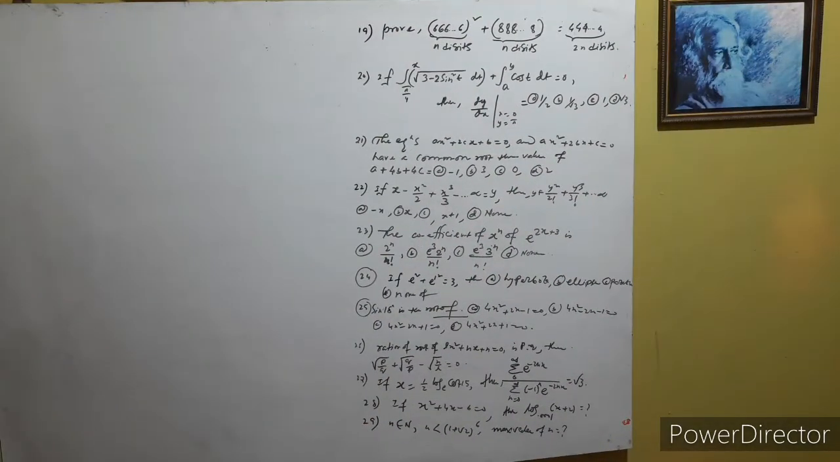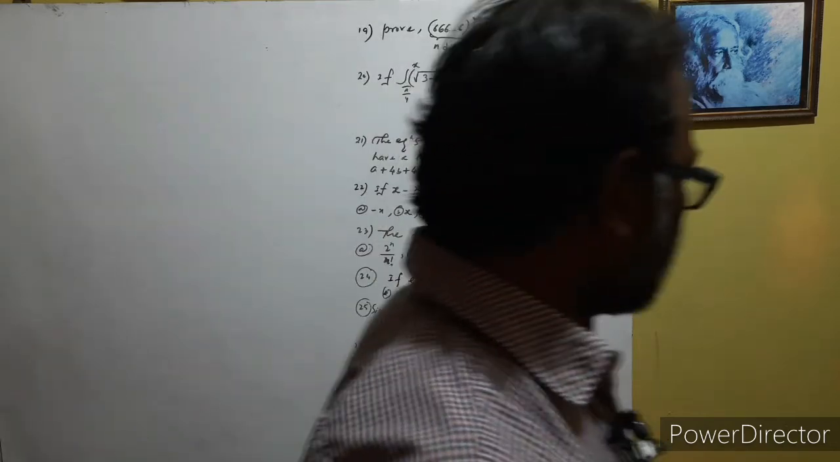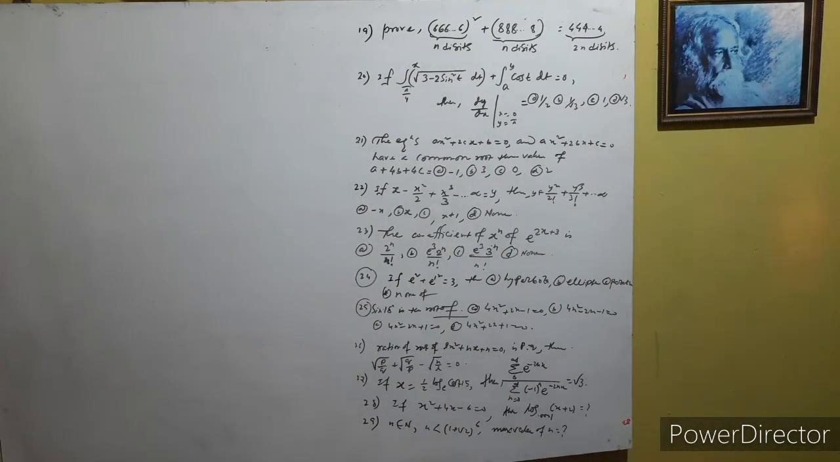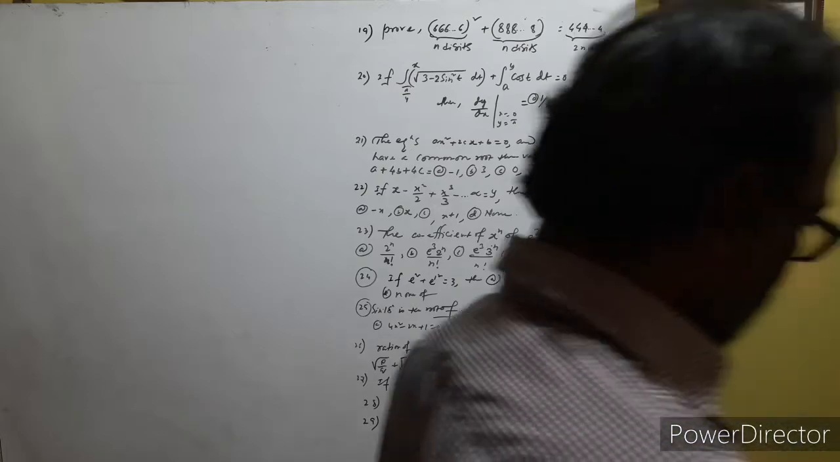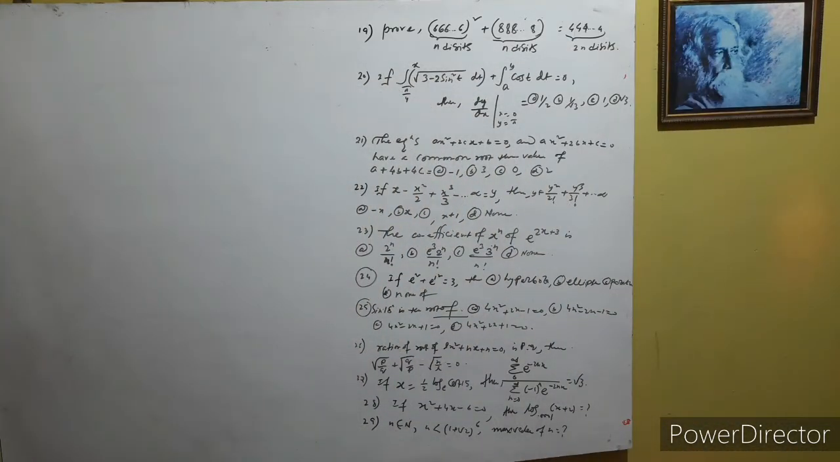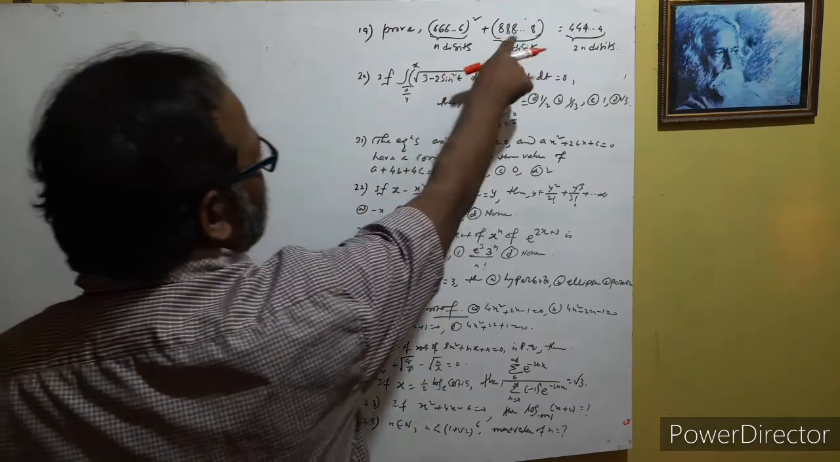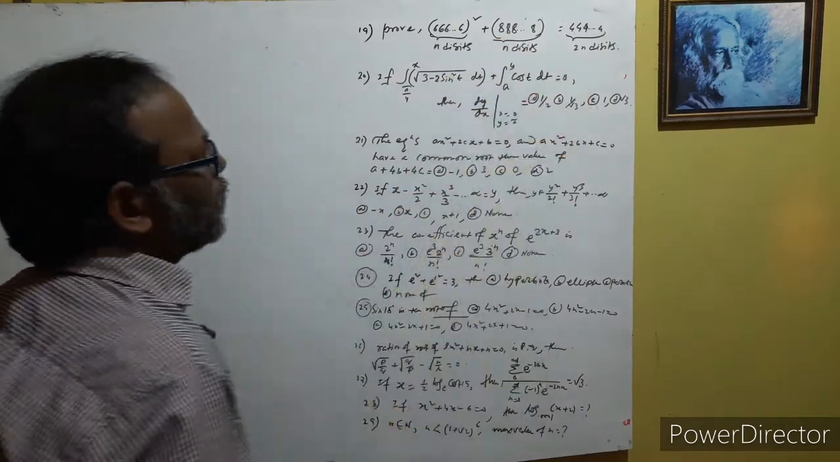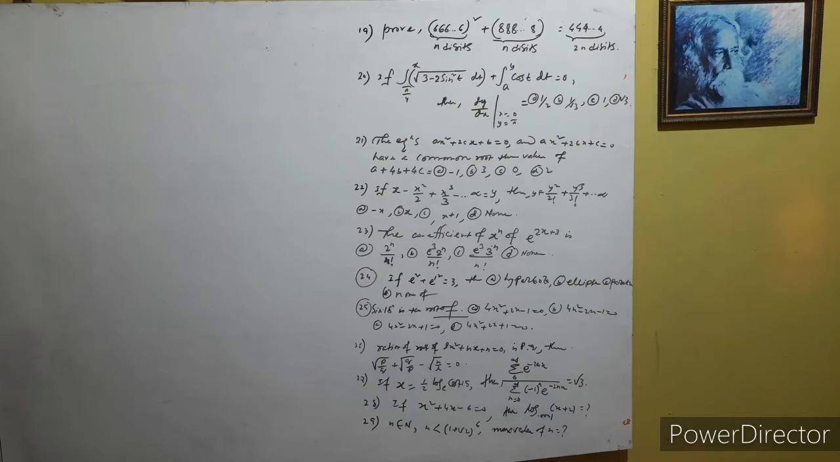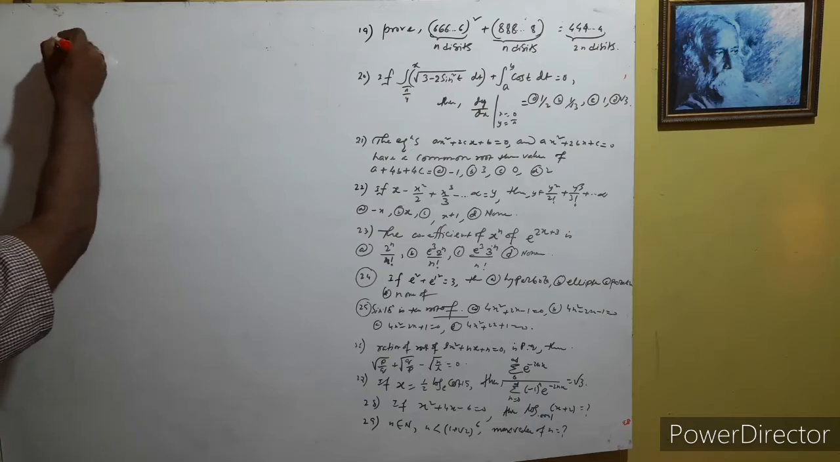Next problem is 90. Very interesting question. See the solution here. Now first, 666...6 (m digits) whole square plus 888...8 (m digits), and that is equal to 444...4, which is 2m digits.